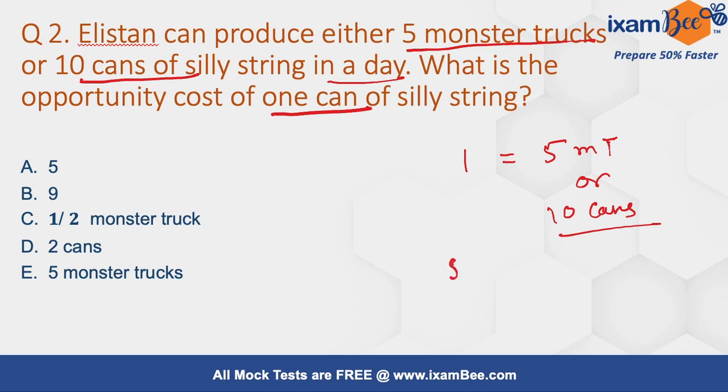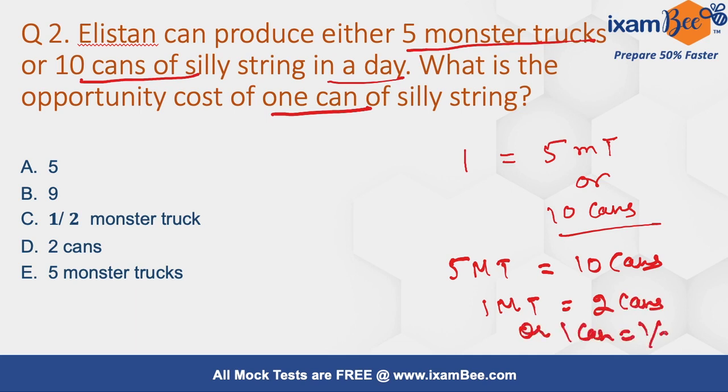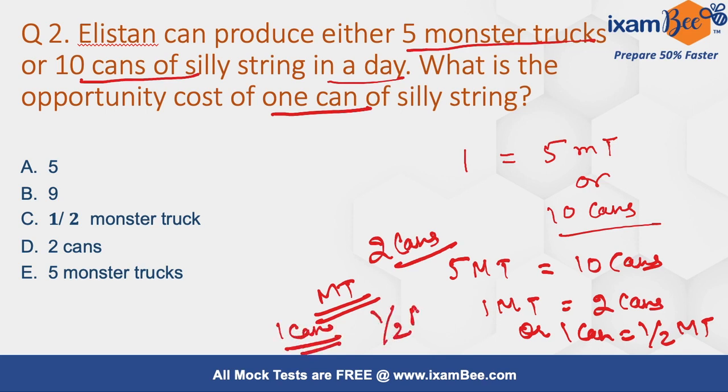So how should we find it? Let's see. Here 5 monster trucks should be equal to 10 cans because both are produced in one day. If we want to see 1 monster truck, it should be equal to 2 cans, or we can say 1 can is equal to half a monster truck, right? If Elistan chooses to produce 1 monster truck, then he has to sacrifice 2 cans, and when he chooses to produce 1 can, then he has to sacrifice half a monster truck.